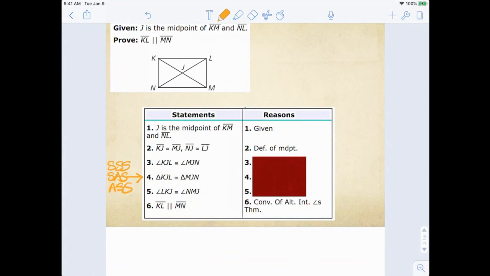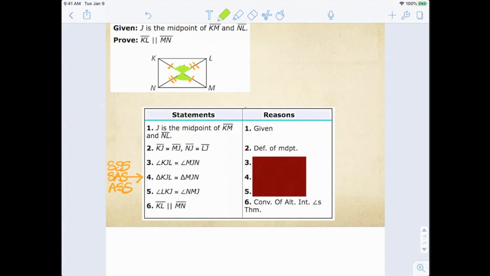So again, it tells us J is the midpoint of KM. So we know that these are congruent. It's also the midpoint of NL. Well, that means that these two are congruent. Okay, great. By definition of midpoint, those two things are congruent. What else do we know? How do we know that KJL, this angle right here, and MJN, this angle right here, are also congruent?